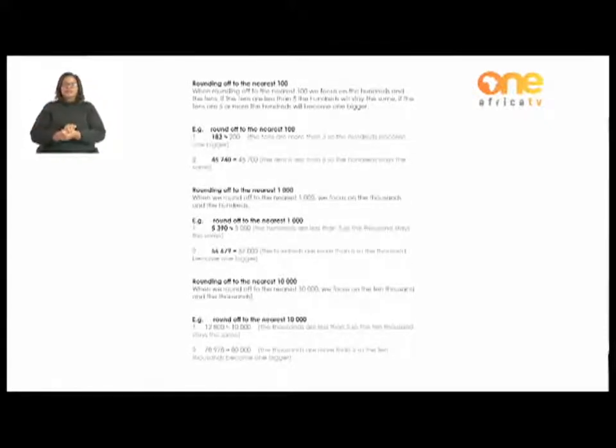The second example, 45,740 rounded off to the nearest 100.